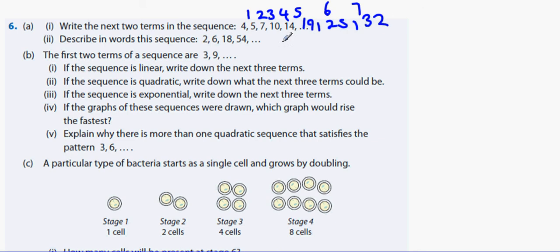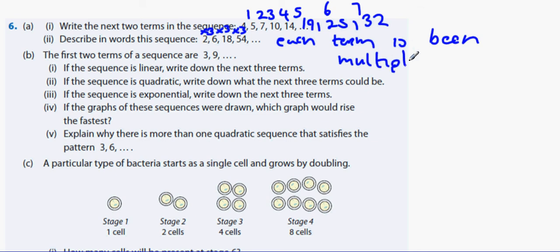Describe in words this sequence. Each time it's getting multiplied by 3. 2 times 3 is 6, 6 times 3 is 18, 18 times 3 is 54. Each term is being multiplied by 3. By 3. Okay.